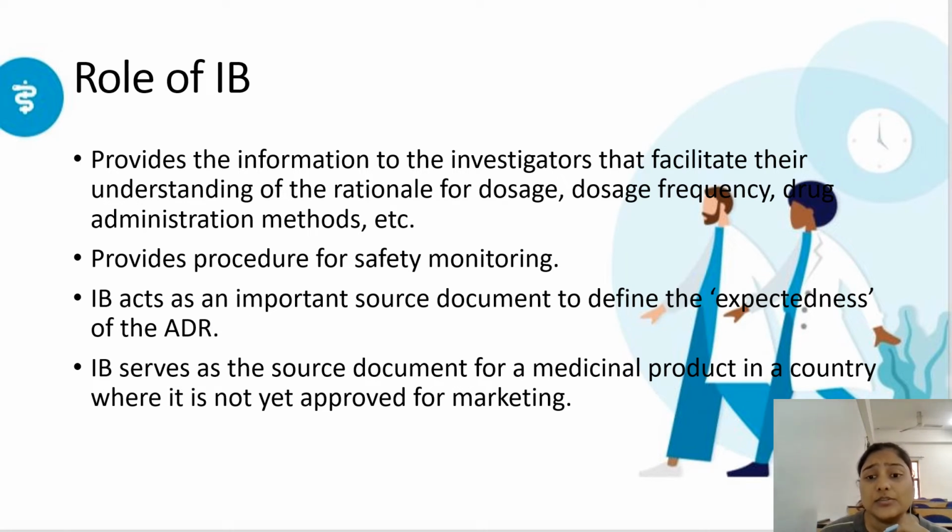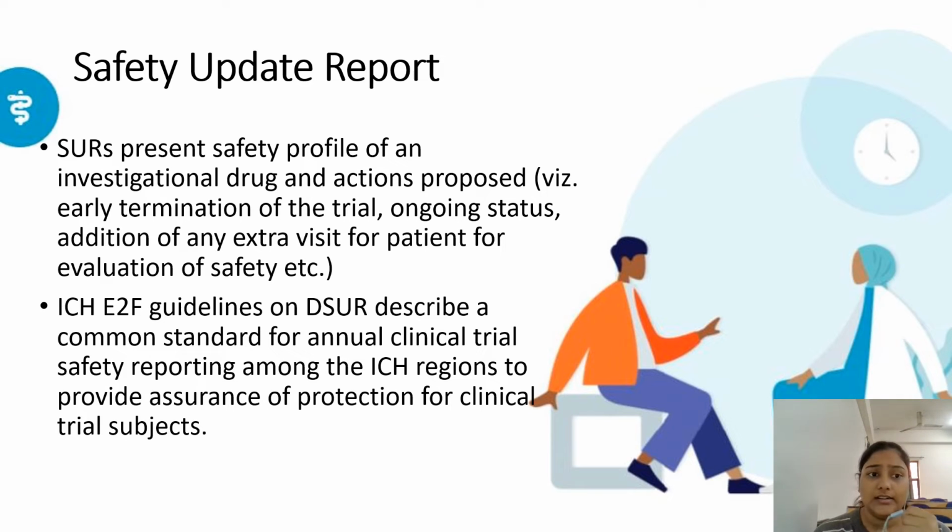So IB is therefore playing a very important role in pharmacovigilance monitoring. It also serves as a source document for a medicinal product in a country where it is not yet approved for market. Then DSUR. DSUR stands for Development Safety Update Report. It presents the safety profile of an investigational drug and actions proposed, like early termination of the trial, ongoing status, addition of any extra visit for patients for evaluation of safety, etc.